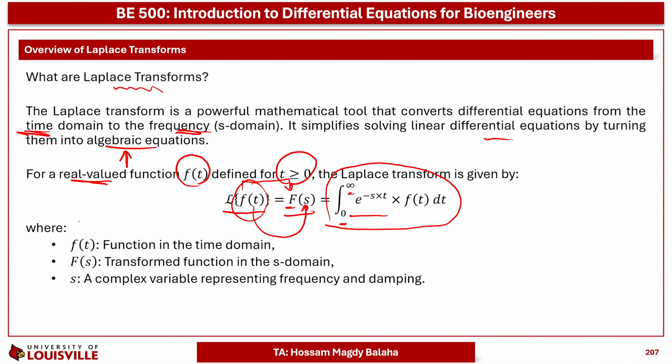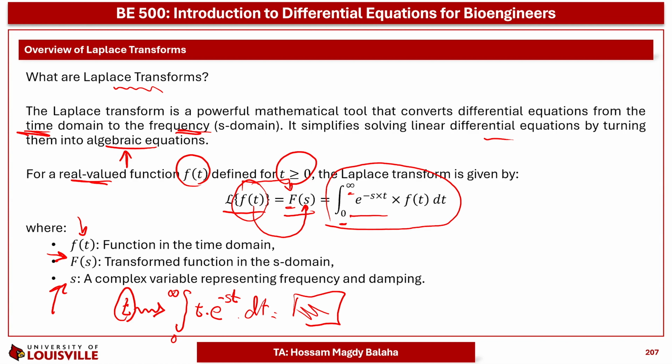f of t again is a function in the time domain, and F of s is the transformed function in the s domain, and s here is a complex variable representing the frequency or damping. So let's assume that we have a function, for example f of t equals t, and we need to convert it to the s domain, or apply the Laplace transform. Then simply we will integrate from 0 to infinity and multiply this function, which is t, by the exponential of negative st.